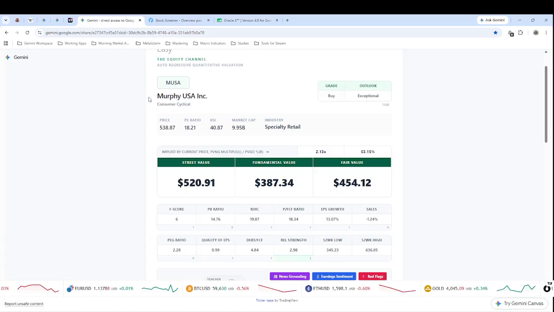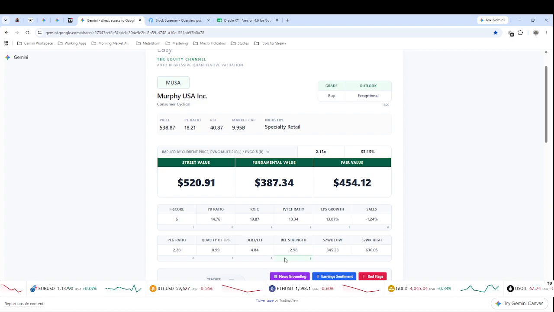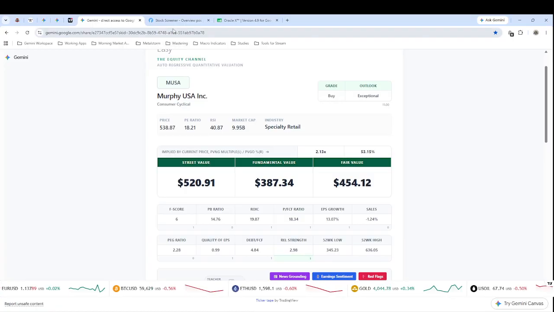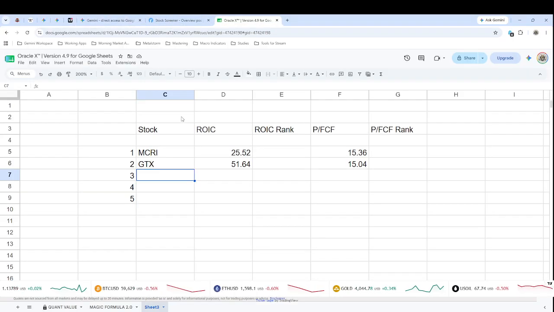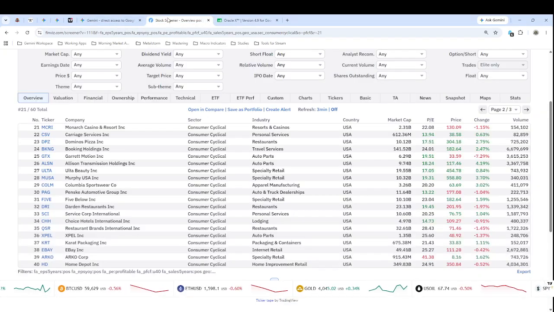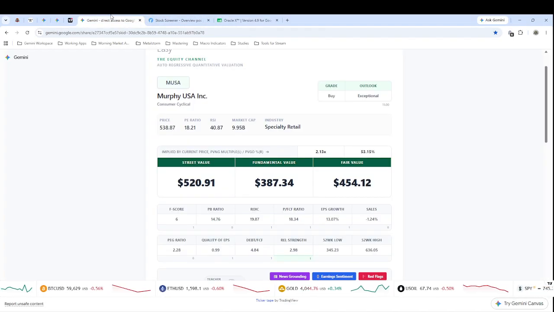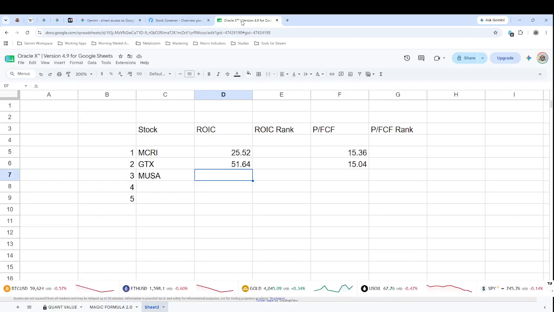Okay. We got the F score. We got the return on invested capital. We got the relative strength. Okay. We got another one. They must be selling some beds lately, huh? Okay. Got MUSA. 1987, 1834.